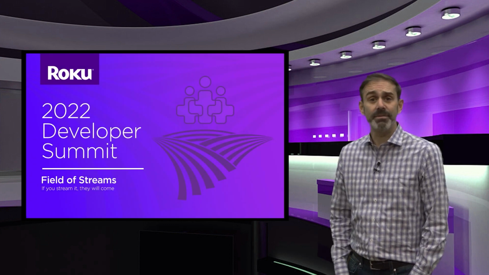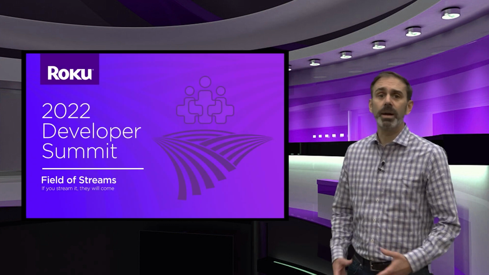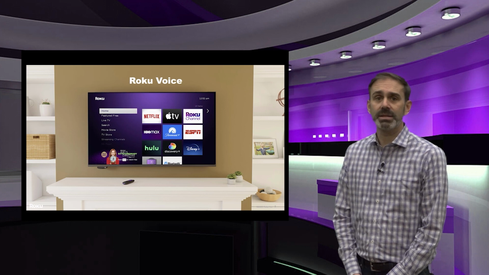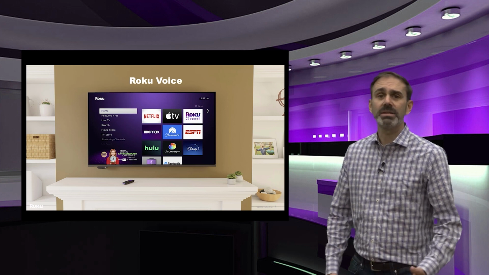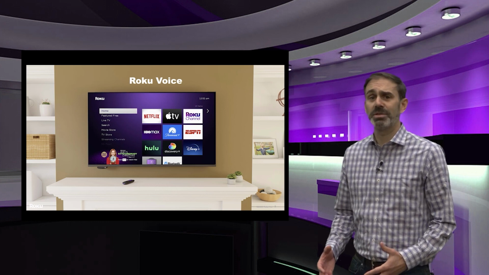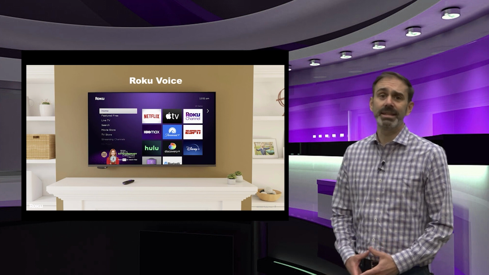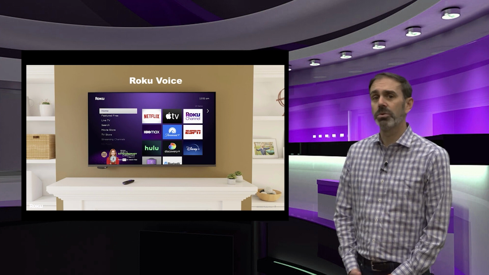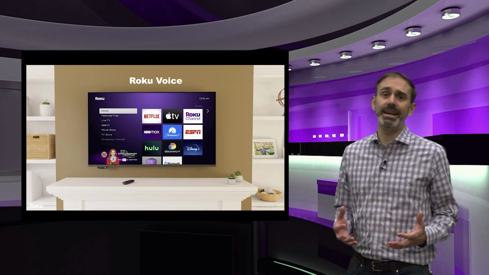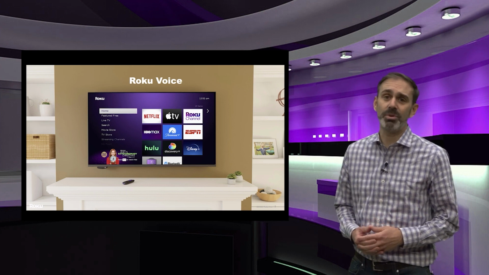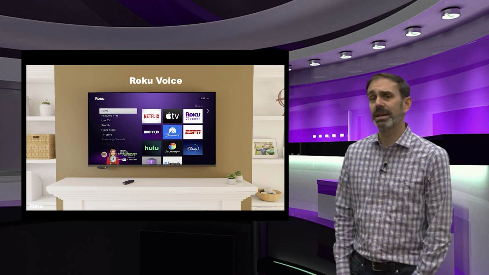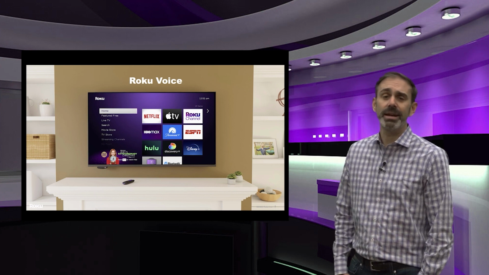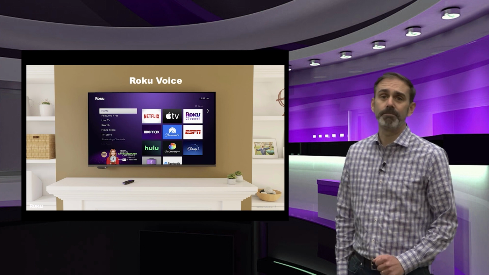Now, let's dive in. Starting with updates to Roku Voice and content discovery. With thousands of channels and live TV options for streamers, it's easy to get distracted when there's so much to choose from. At Roku, we know you just want to sit down and start streaming as fast as possible. And our latest updates across content discovery and Roku Voice do just that.